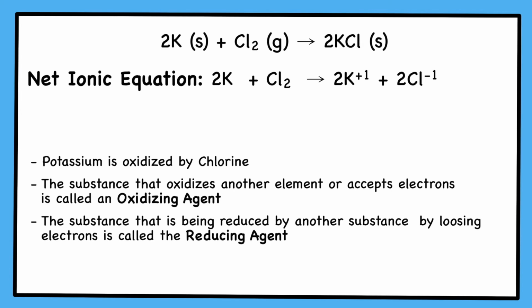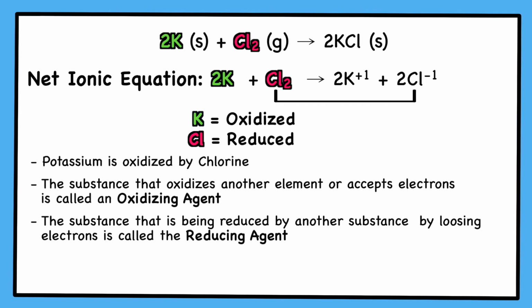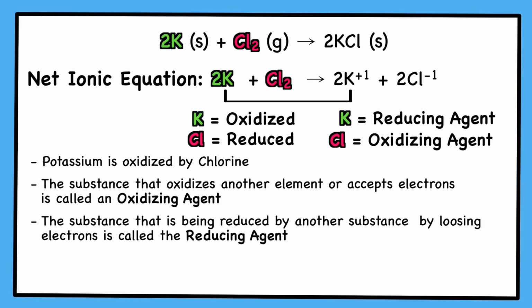So in the synthesis of potassium chloride, we can say that potassium is oxidized in the reaction because it loses electrons to chlorine, and chlorine is reduced because it gains electrons from potassium. Now, to confuse you even more, chlorine would be the oxidizing agent, while potassium would be our reducing agent. Okay, so I know this is most definitely where the second guessing of your life comes in now. So let's look at this another way, or at least organize it into a table for you.